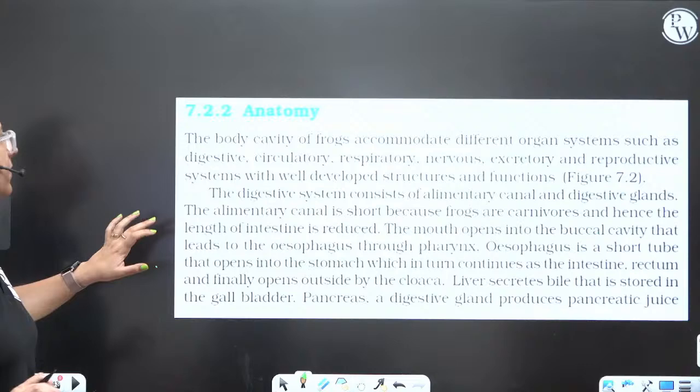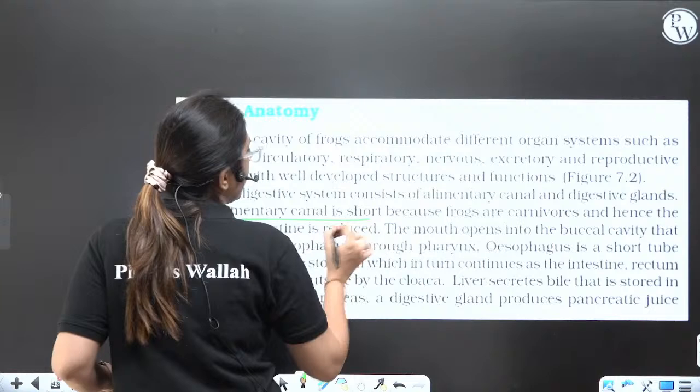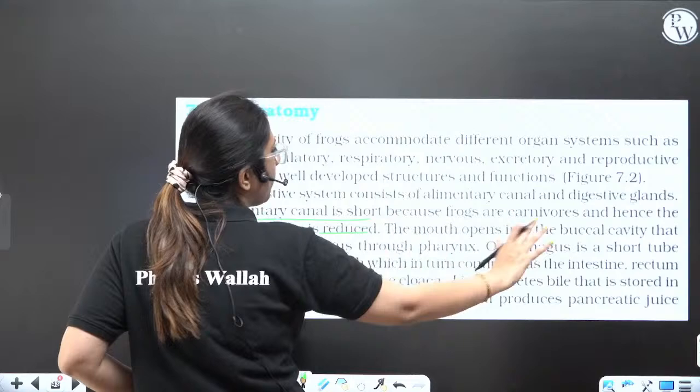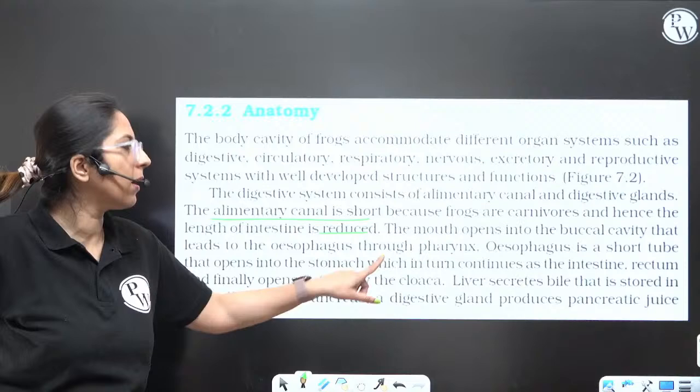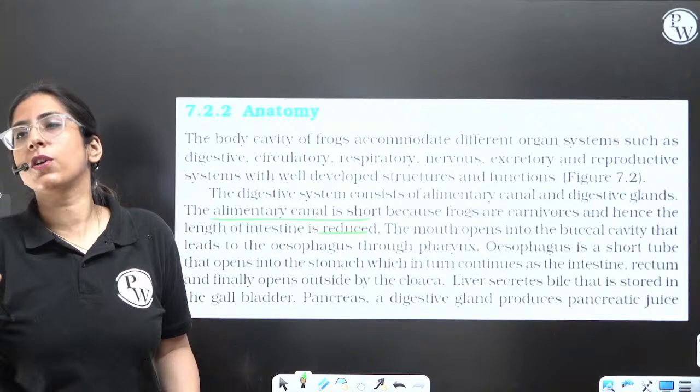The digestive system consists of the alimentary canal and glands. The alimentary canal is short because they are carnivores, hence the length of the intestine is reduced. The mouth opens into a buccal cavity leading to the esophagus through the pharynx. The esophagus is a short tube that opens into the stomach, which in turn continues into the intestine and rectum, and finally opens to the outside by the cloaca. A characteristic feature of this organism is that they have a cloaca.